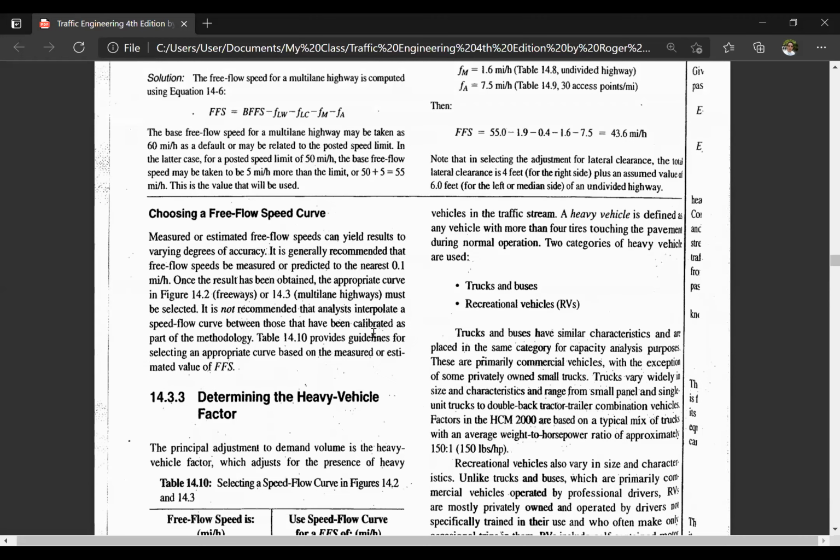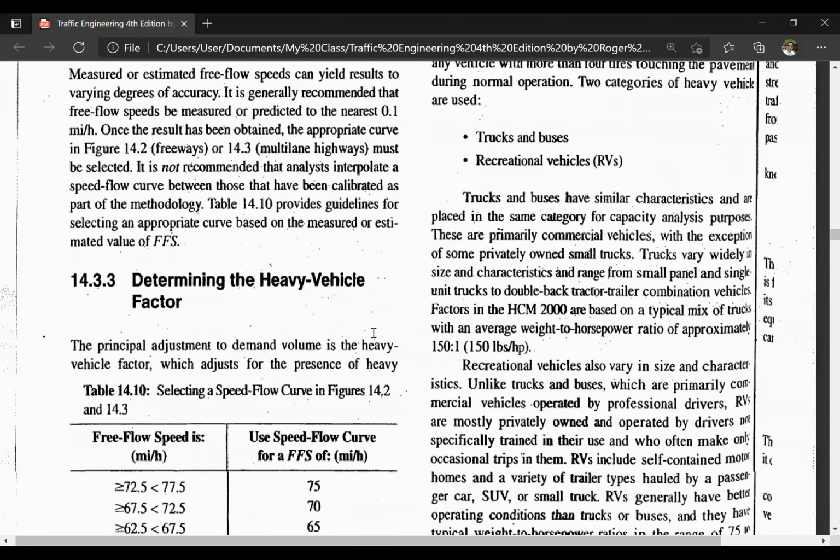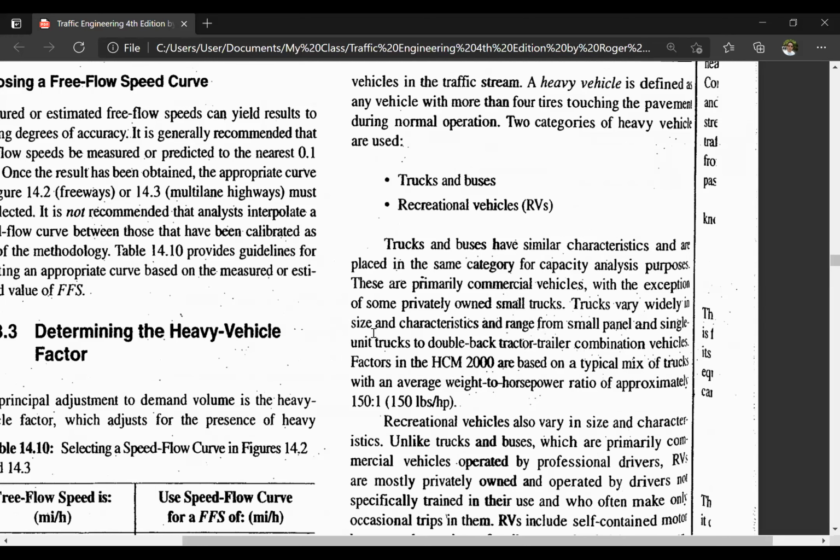And now we're going to determine the factor for the heavy vehicles. According to the definition, it includes trucks and buses and RVs. It shows that trucks and buses have similar characteristics and are placed in the same category for capacity analysis purposes.